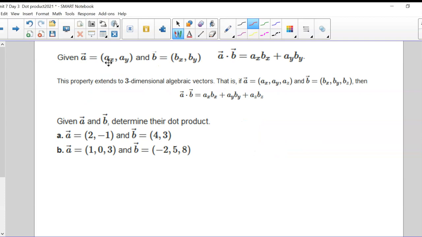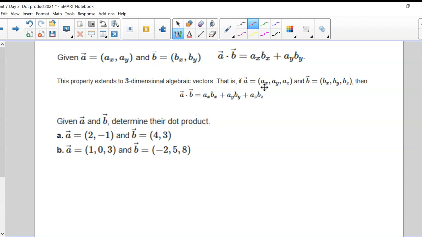If you were given a vector A, so A has these components, an x component and a y component, and given a vector B has an x component and a y component, then the dot product, if given to you in terms of components, is easier than you think. Take the A and multiply it by the B. So multiply the two x coordinates together, multiply the two y coordinates together, and then simply add it up. It's really that simple. This property also extends to three-dimensional vectors.